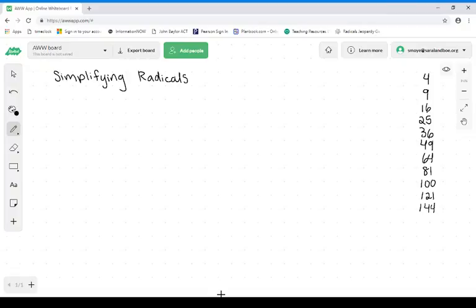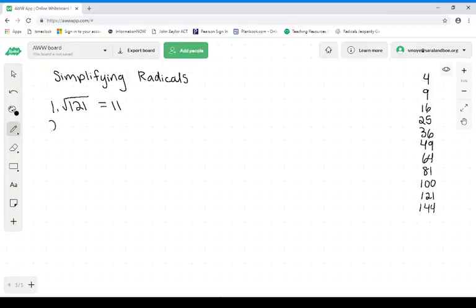Now, I want to start off with this first example, really basic. I want to find the square root of 121. Now, what we should know is our first thing is we check and see, is that a perfect square? And 121 is. And so we can immediately know our answer. The square root of 121 is 11, since 11 squared is 121.